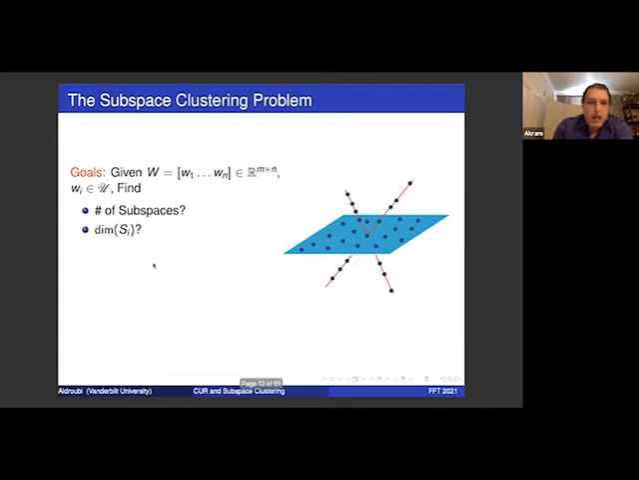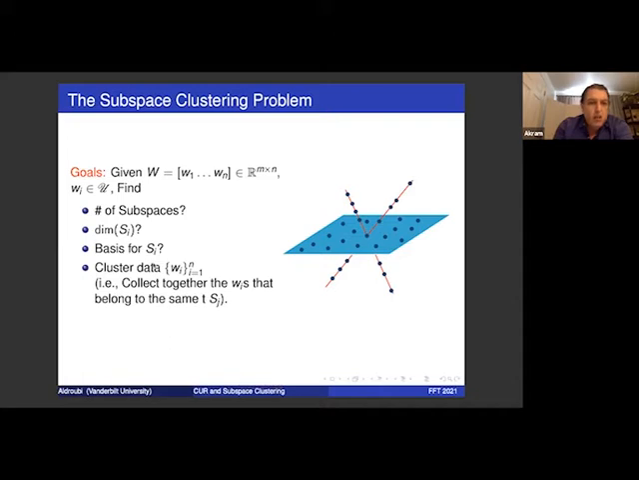How many, what is the dimension? Of course, some of these problems are related. What is the dimension of these subspaces? Find a basis for these subspaces. And also take the vectors that you have drawn from here, or somebody has drawn from here, and organize them, group them into those that come from subspace S1, and then those that come from subspace S2. And so basically bundle the vectors that come from the same subspace together.